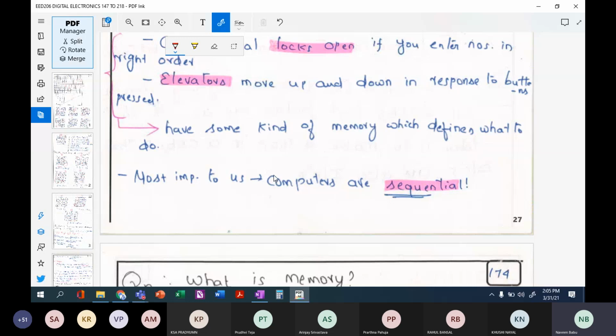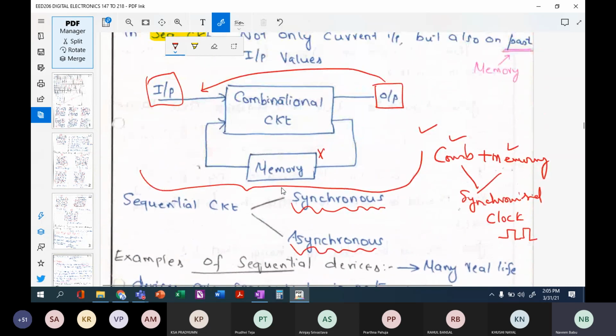Now we have already studied a lot about combinational circuits. It is very important that you now understand what a memory is. When we say that it should have a memory, what are the characteristics of a memory?